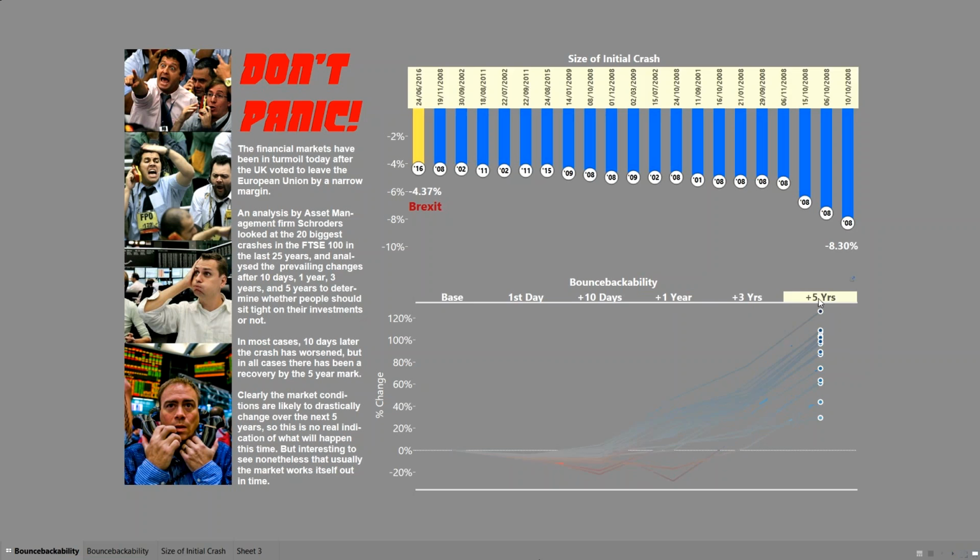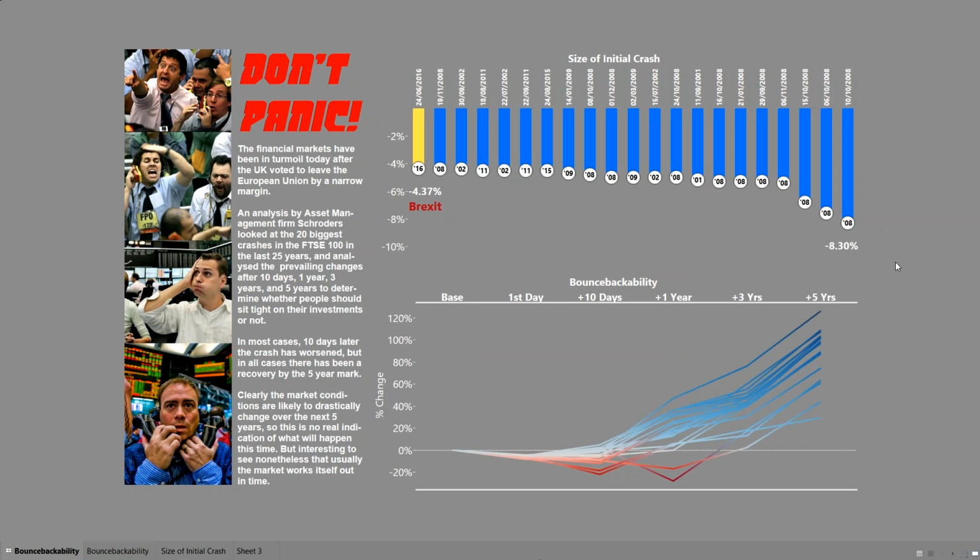So the point of the article was don't panic, so I titled it as such. But I think the key weakness in this is that over the next 5 years, the market environment is going to be entirely different to, well, certainly 2008 and the time period within which this article looks at.